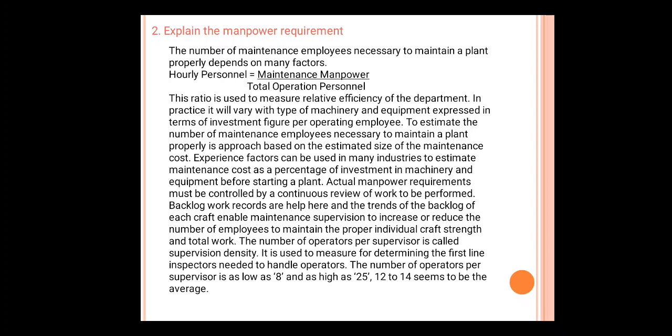The number of operators per supervisor is called supervision density. It is used for determining the first line inspectors needed to handle operators. The number of operators per supervisor is as low as 8 and as high as 25. 12 to 14 seems to be the average. So like this you have to write the explanation.